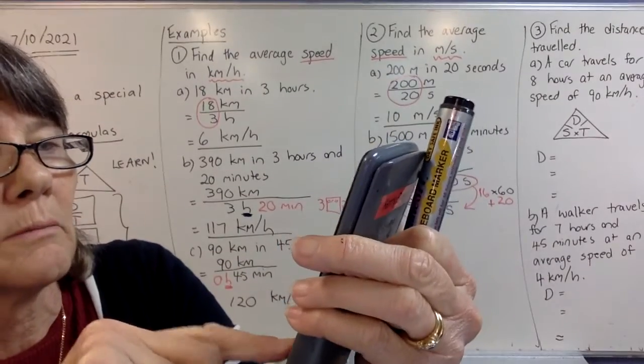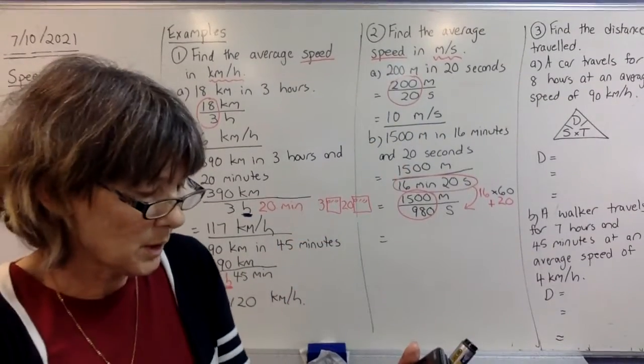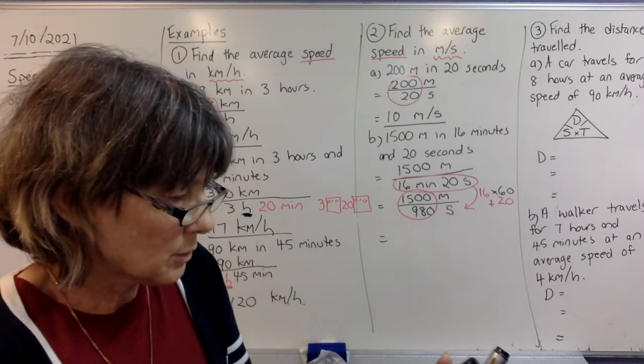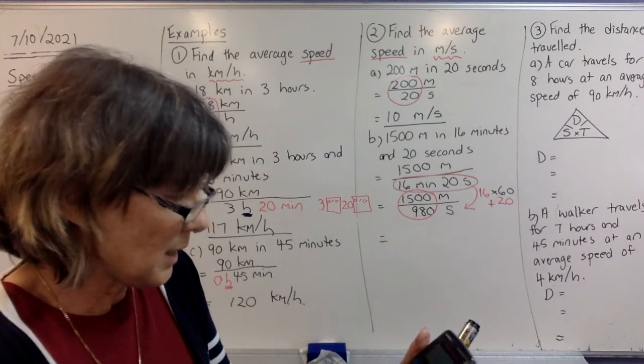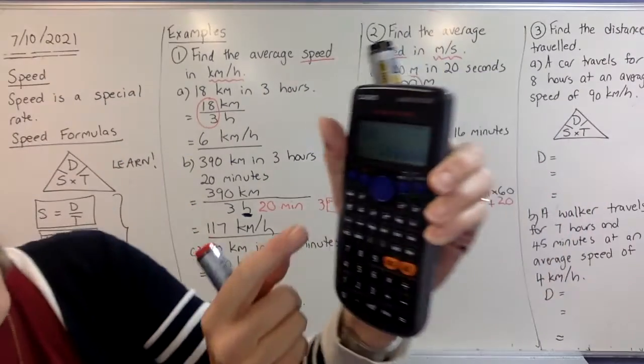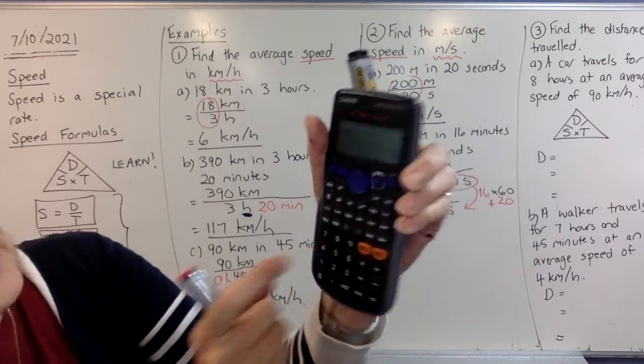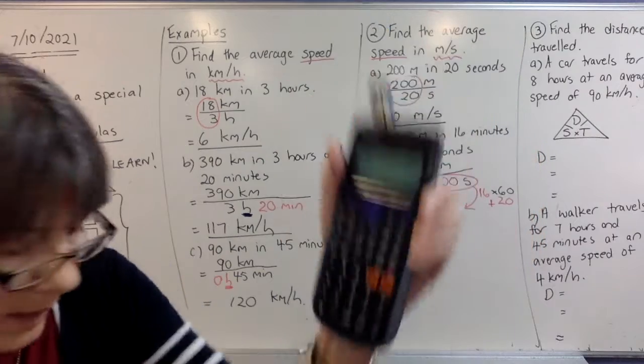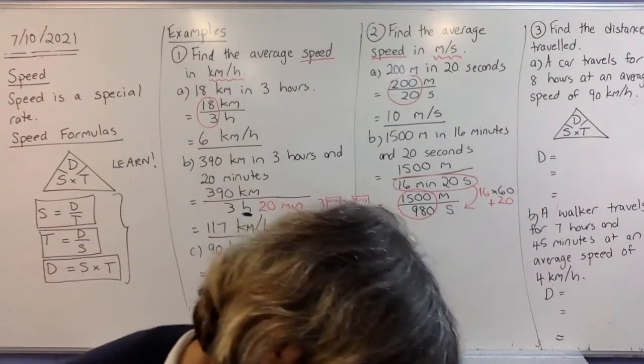Oh, what did I do then? Let's try it again. Pressing the wrong buttons, aren't I? Let's try again. 1500 over 980 equals. SD we didn't like. Now we're going to go Shift SD. I like that answer, so I'm going to write that one down.